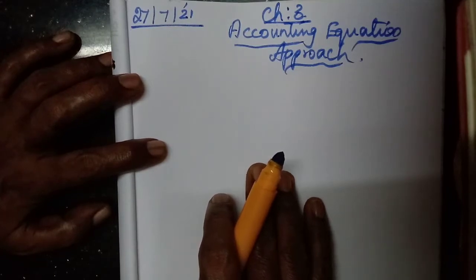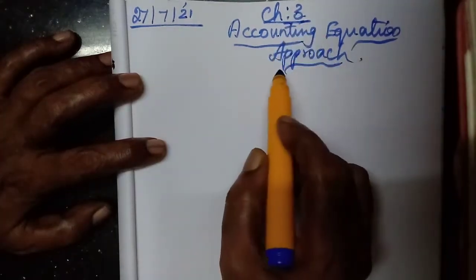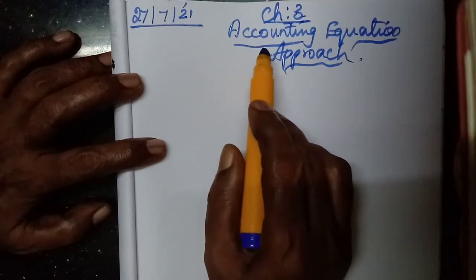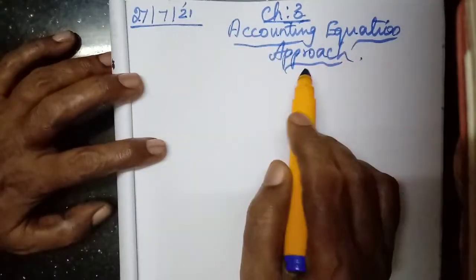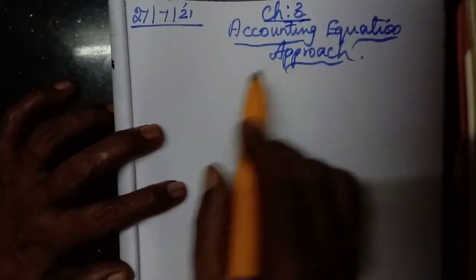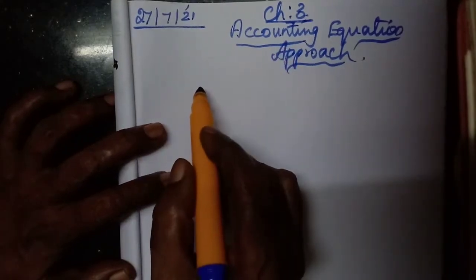Okay, shall we come back to our lesson in accountancy? The third lesson, we have not learnt some portion. There are two approaches in accounting. One we have learnt already, the traditional approach. The accounting equation approach we are going to learn. Here, accounting equation, even though we have not studied, we know that equation, isn't it?